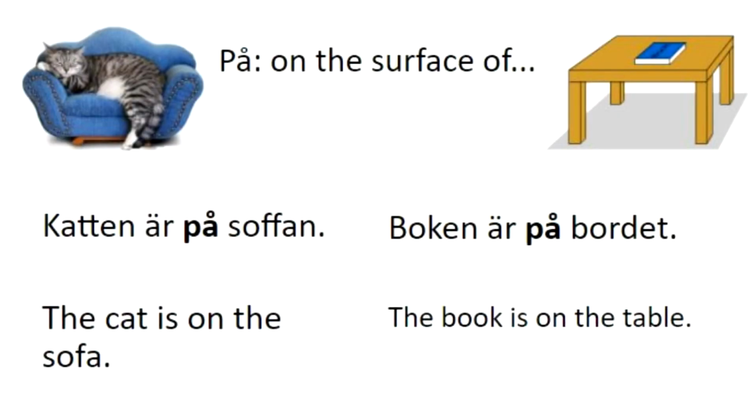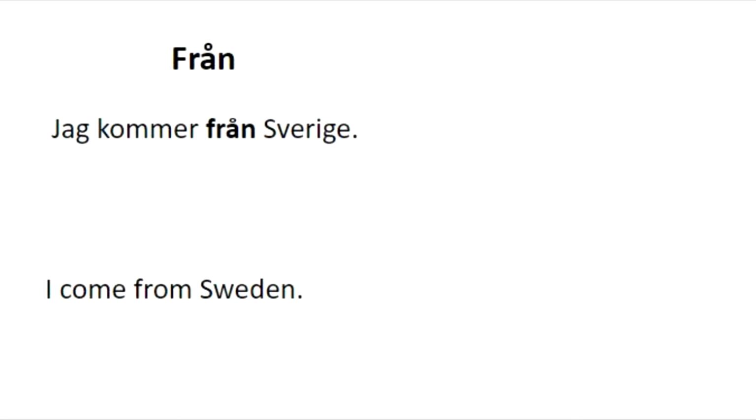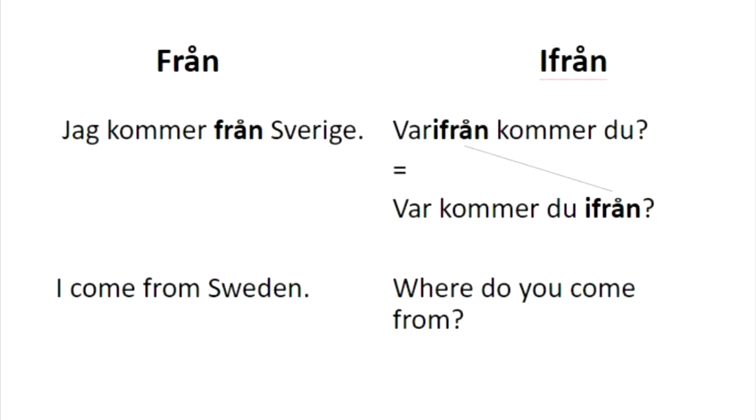And obviously, "på" is used when one thing is on the surface of the other. For instance, "katten är på soffan". The cat is on the sofa. Or "boken är på bordet". The book is on the table. Other prepositions of place that we have covered include "från". For instance, "jag kommer från Sverige". Or "ifrån", as in "varifrån kommer du", which is more often phrased as "var kommer du ifrån".